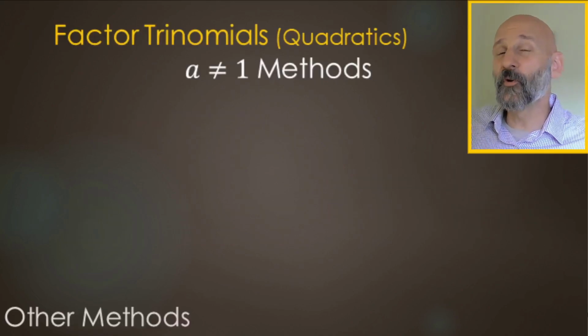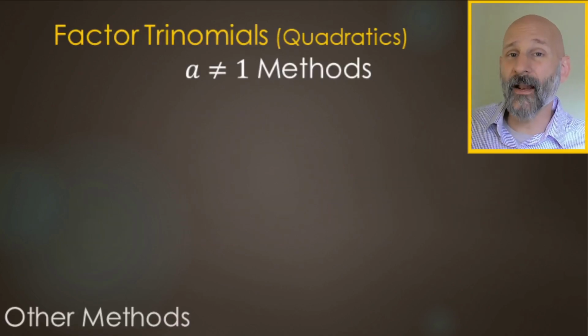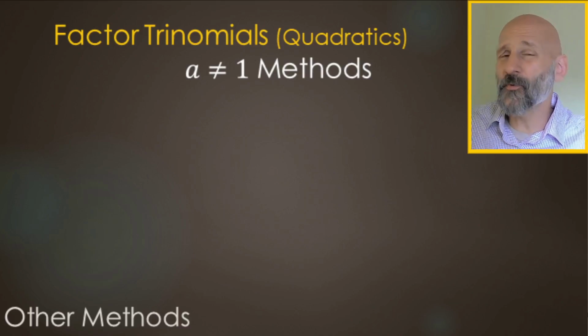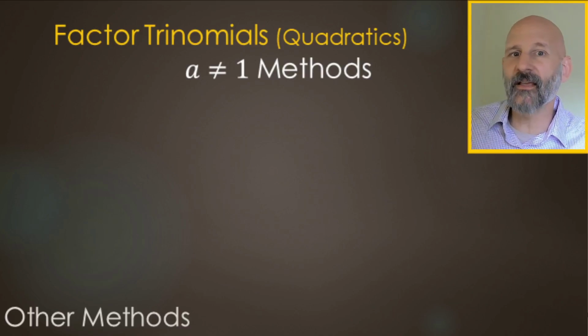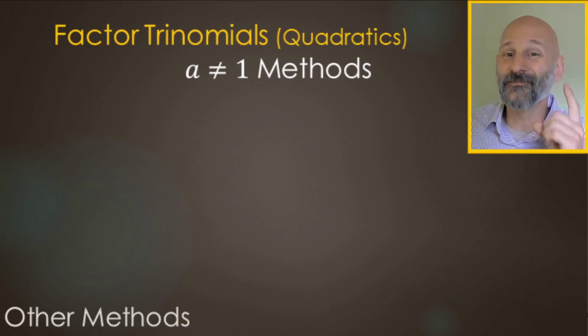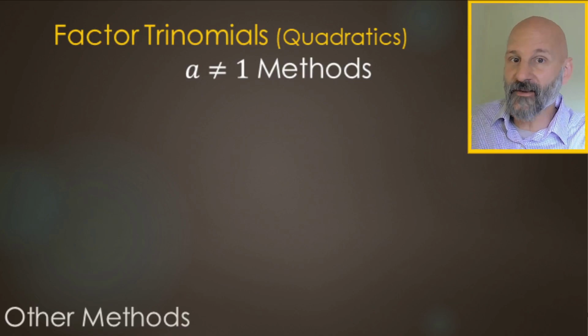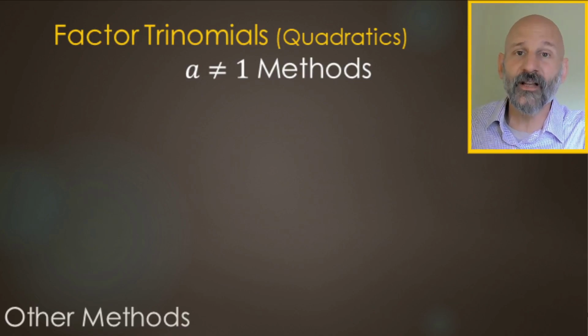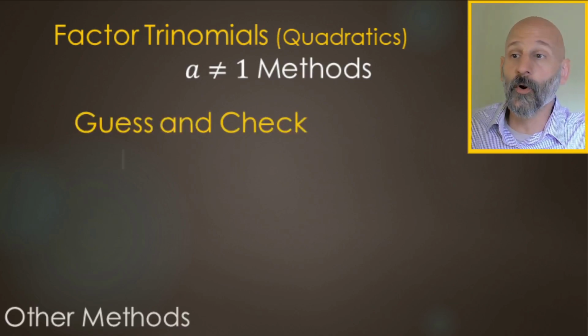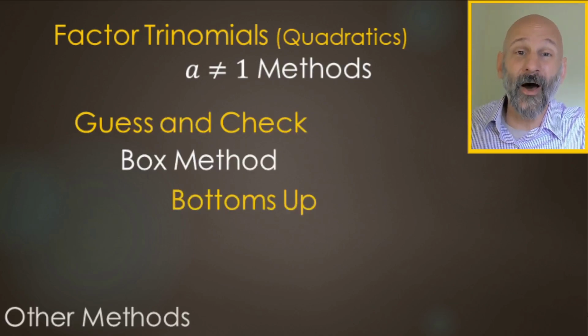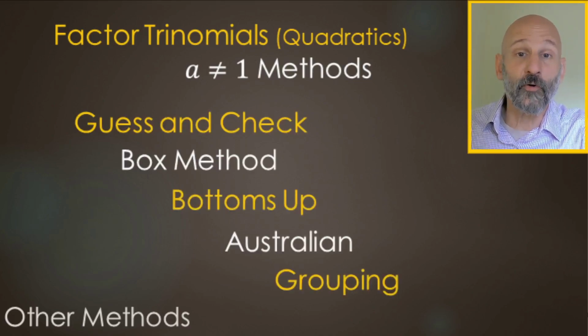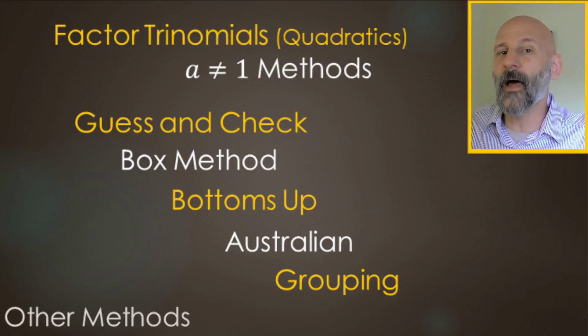Now, there are several methods for factoring quadratics when the a does not equal 1. When we say a doesn't equal 1, we're basically saying there's a number in front of the x squared, okay? So if you have a number in front of the x squared, always check, first step, is there a greatest common factor? If there is, undistribute, okay? Now, if that's already been done or there is no greatest common factor, guess and check will work, box method will work, bottoms up method, Australian method, grouping method. So these are several methods that you can use for factoring quadratics.